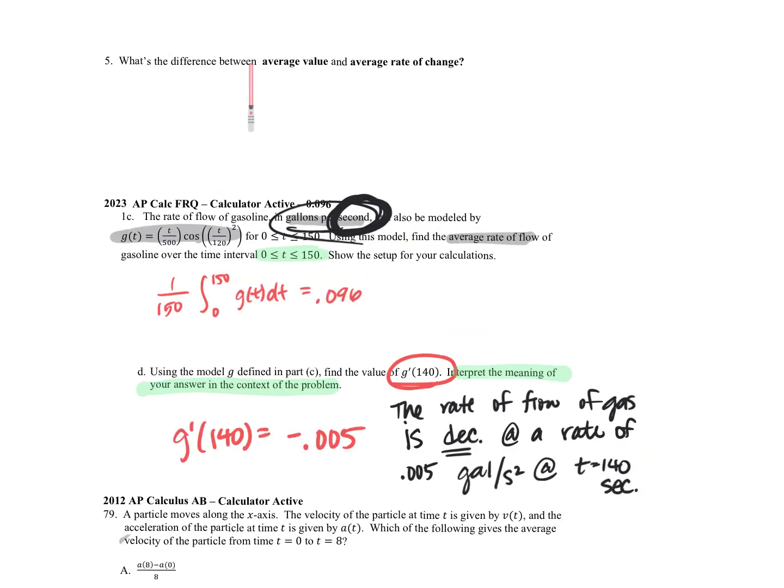Here's where I struggled when I first was coming back to AP Calc. They often ask for average value versus average rate of change. And what the heck is the difference between these two? Like what we just did here, average rate of flow, because they gave us that flow. We found it. So that's average value versus average rate of change.